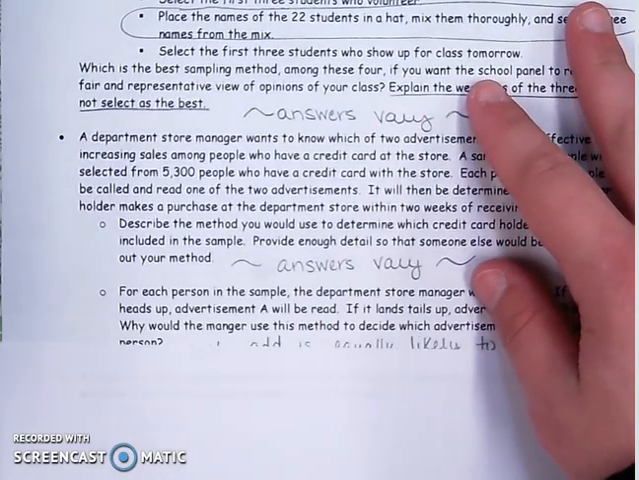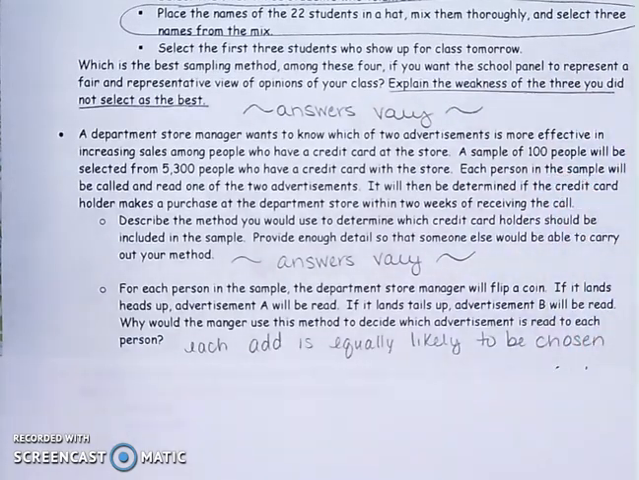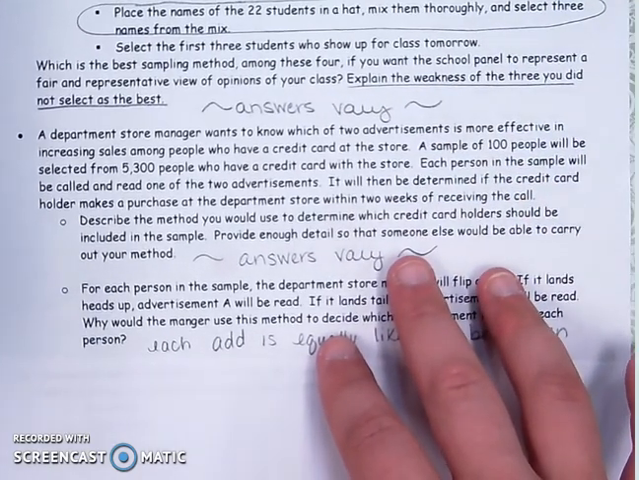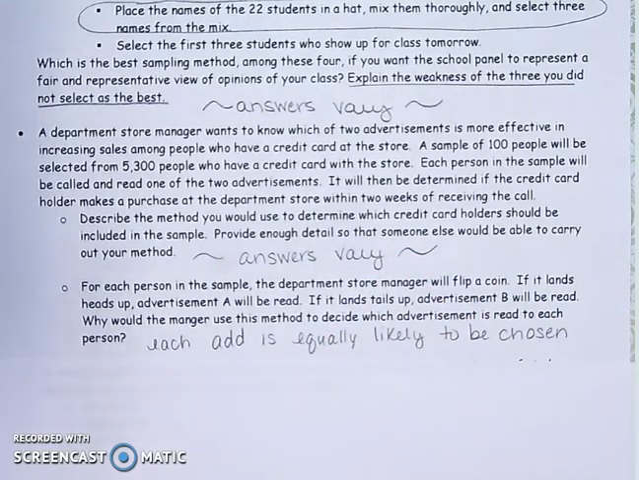Then a department store manager wants to run 2 advertisements and see which one's more effective. So what they're going to do, out of a sample of 100 people, they're going to pull 100 people from 5,300 and read them 2 different articles. Describe the method. That's completely up to you as to how they should go about it, whether it be convenient, sending something home, when they get the credit card, whatever. And then flipping a coin to see whether it's A or B. Because flipping a coin is equally likely, this is a reasonable way to do the advertisement.